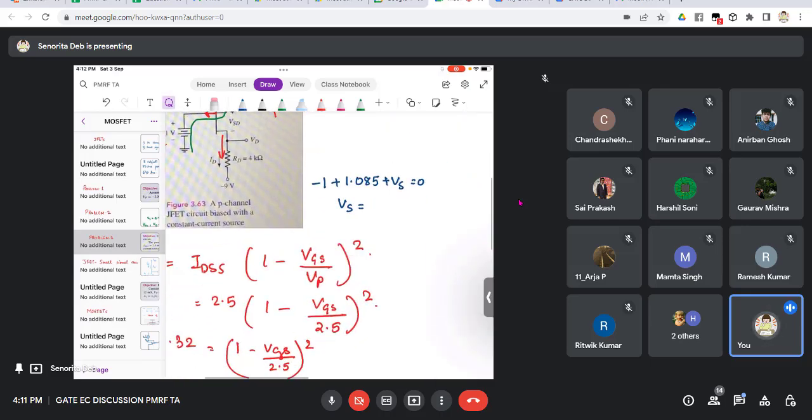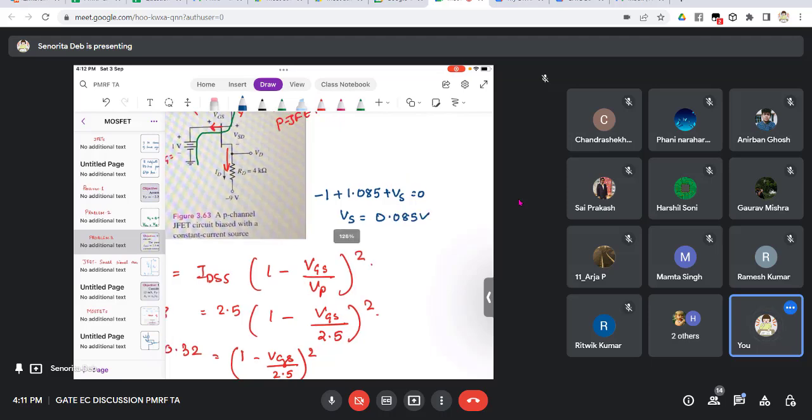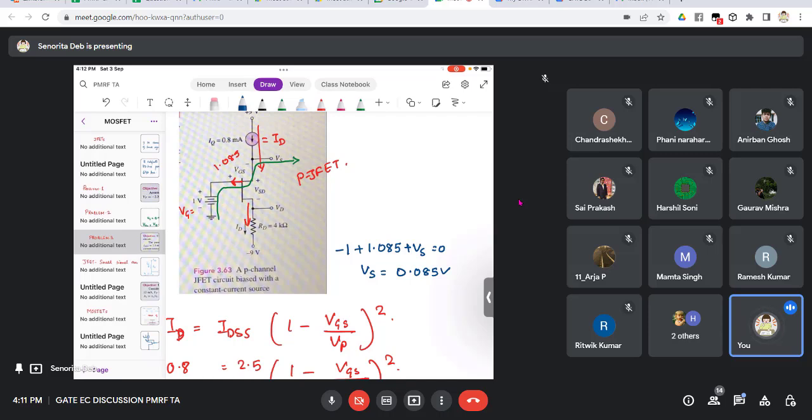Okay. So from here, what is Vs coming? Vs is coming to 0.085 volts. Right. So now I have this voltage. I can find Vd also separately.